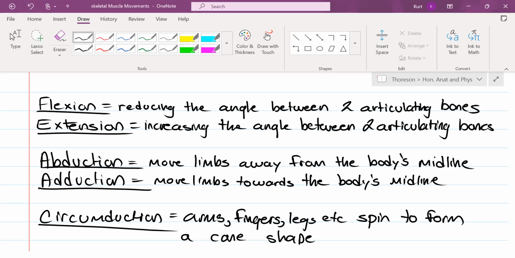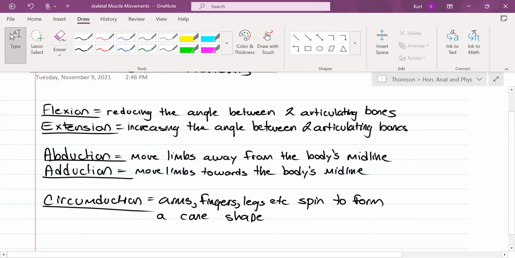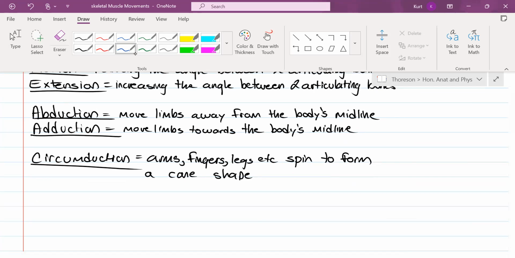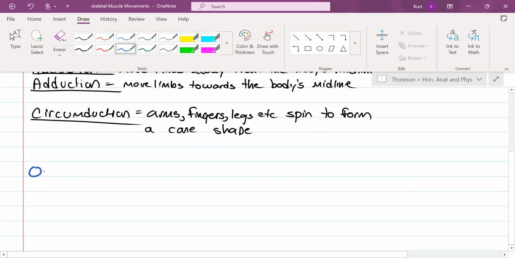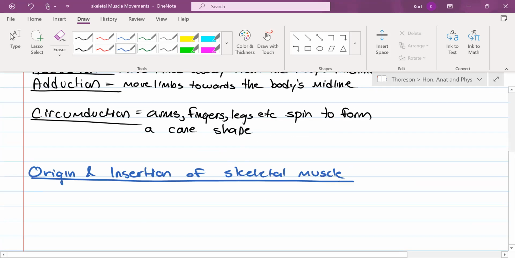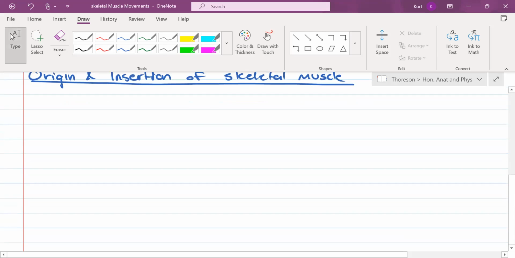Another one I saw when I took your test yesterday, because I was bored out of my mind, is origin and insertion of skeletal muscle. I'm going to draw your arm bones, and then I'll draw the muscle.